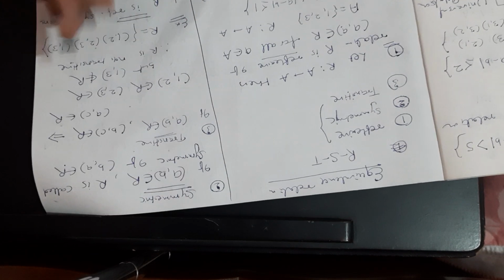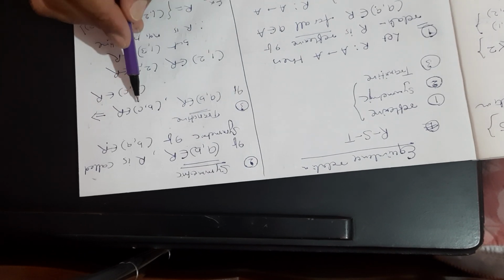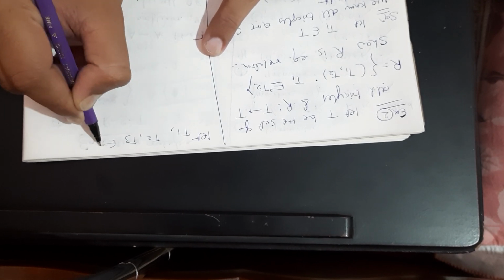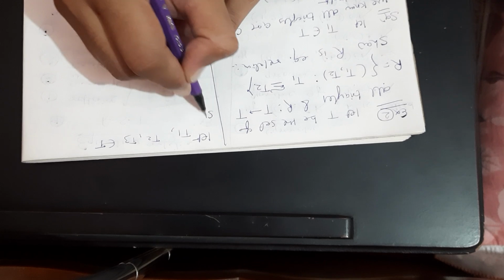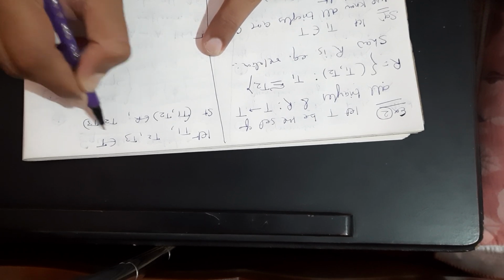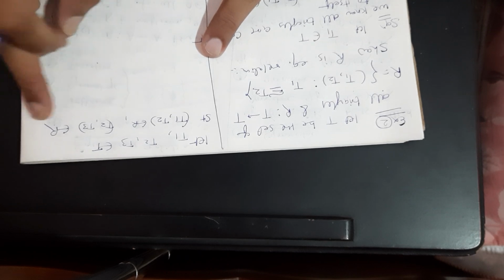Now in third and last, how to begin? When (A, B) belongs to R and (B, C) belongs to R, that should imply (A, C) belongs to R. So I have to go through the first two assumptions. Let T1, T2 and T3, these three triangles in T, be such that (T1, T2) belongs to R and (T2, T3) belongs to R. And what to prove? (T1, T3) belongs to R.